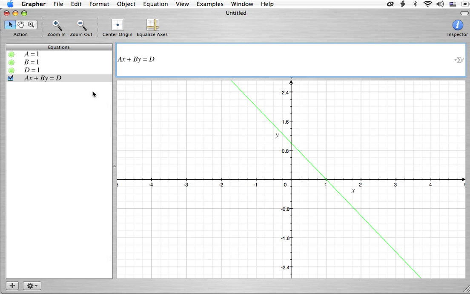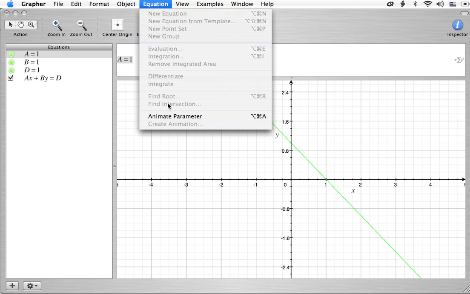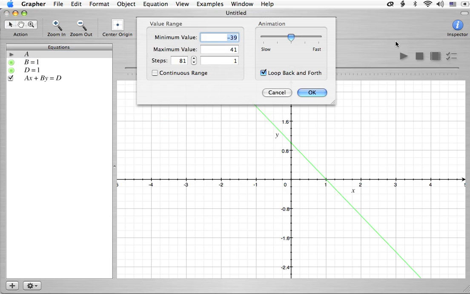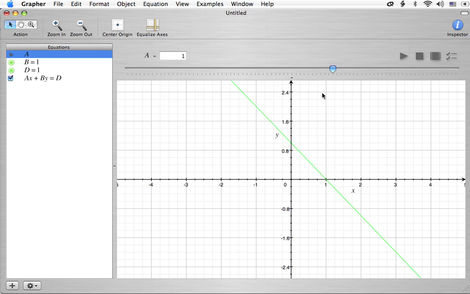All right. So with that being said, let's go ahead and choose A and come up here and animate that parameter. Okay. Now we're going to let it just go from -4 to 4, and again with our 81 steps, so we'll be going in increments of 0.1. And before we play it, let's take a look at what's going on. Right now A is 1. We can see that here. B is 1 and D is 1.